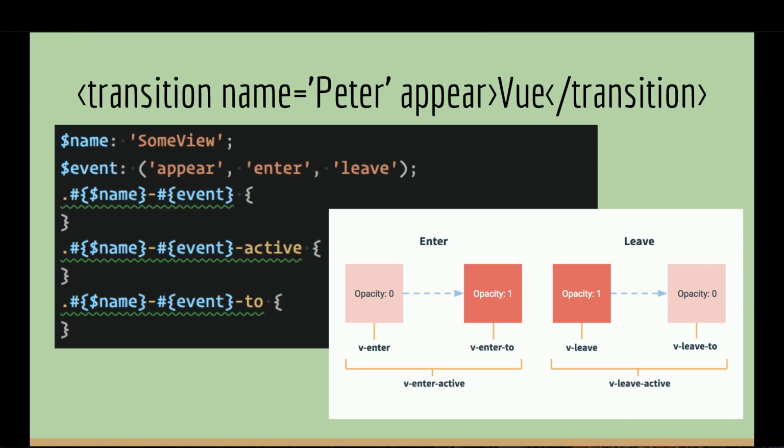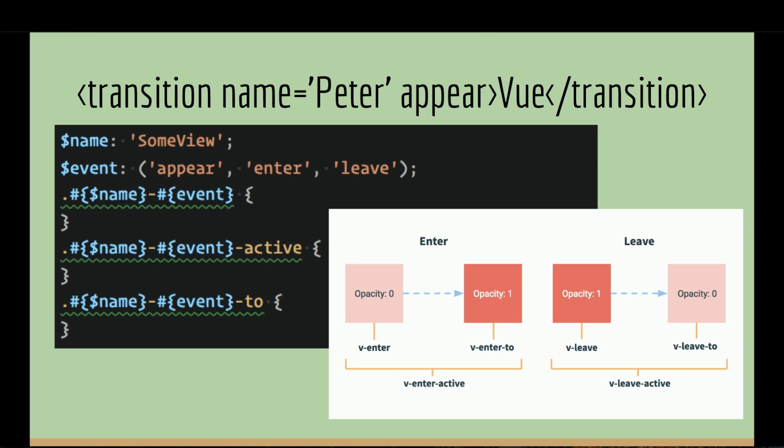Here I use Sass to try to show the consistency and patterns on all the classes. Basically, the enter class is the starting point, and this is where you want the transition to start. You want to put the CSS classes here, and it's removed one frame after the element enters. The enter active class is applied throughout the entire duration.